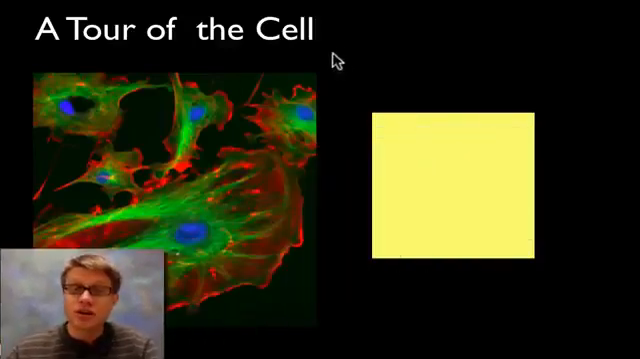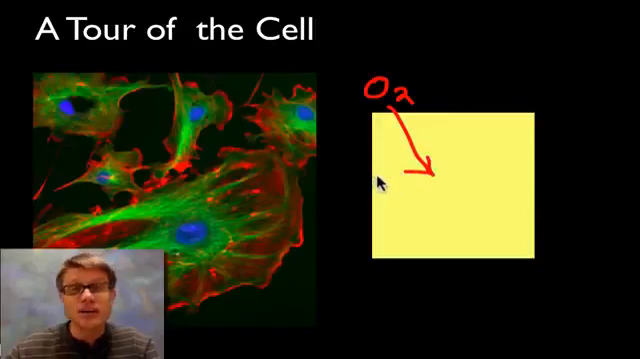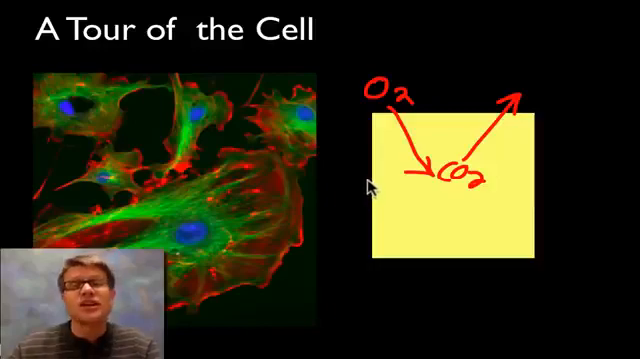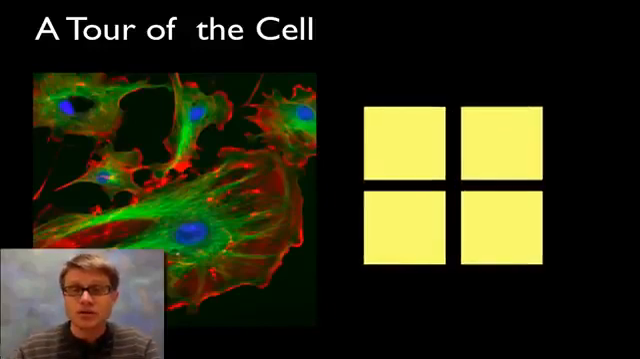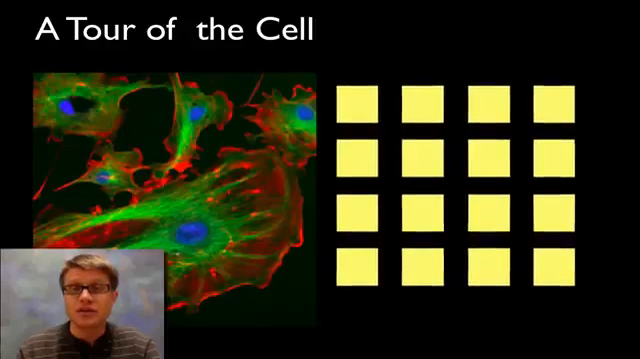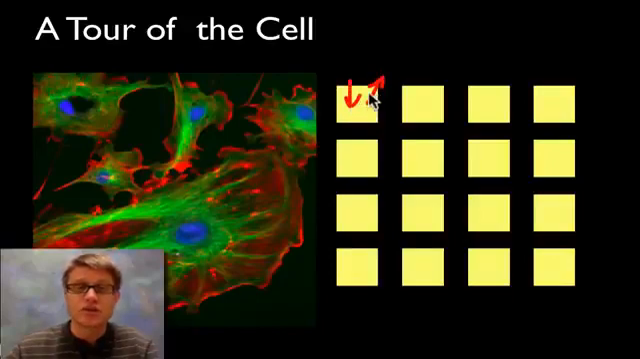The reason cells are small is that material moves into a cell through a process called diffusion. So oxygen gets in that way, and carbon dioxide is going to move out in the same way. It would take a long time for material to diffuse into a cell. So what we can do is make that volume the same, but increase the surface area. And now the distance that material has to move is relatively small.